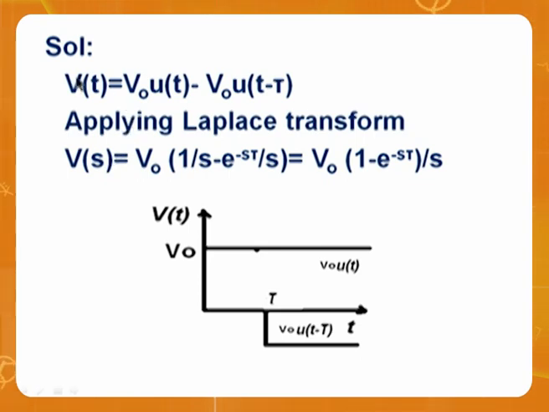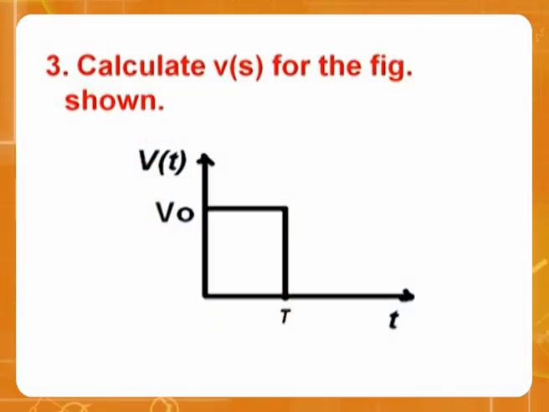Therefore, now take the Laplace. V of t will become V of s equals V naught by s minus V naught by s into e power minus Ts. That's why V naught into 1 minus e power minus sT by s. So this is the Laplace. Please understand, I am only calculating the Laplace. Once again, if you want to take the inverse, you can calculate. So the idea is to calculate the Laplace transform of the input.